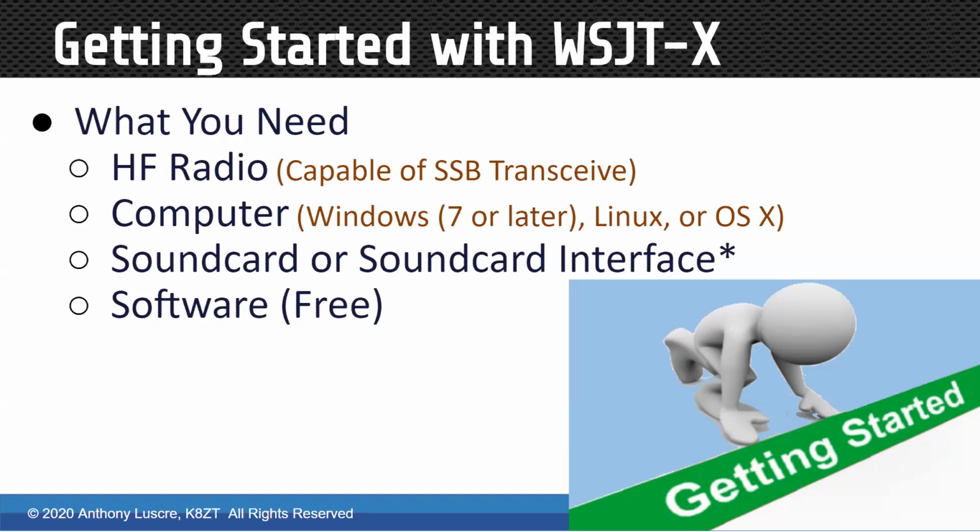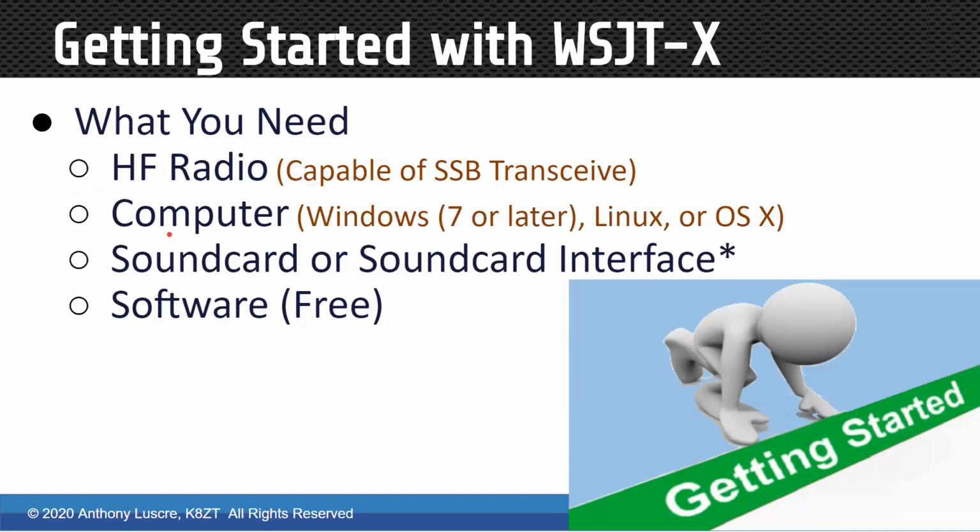Okay, if we don't have anything else, I'll have plenty of time for some questions and demonstrations at the end, but let's go ahead now and talk a little bit about what you need to do if you want to run WSJT-X in your own station. So you need a couple things. First of all, you need an HF radio capable of single sideband transceive, or a VHF, UHF radio, I guess you could use also. You need a computer.